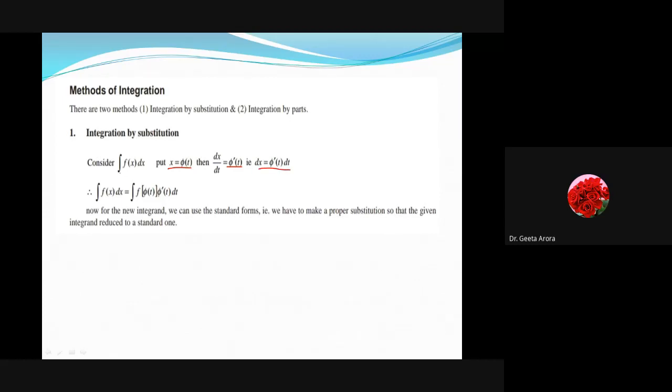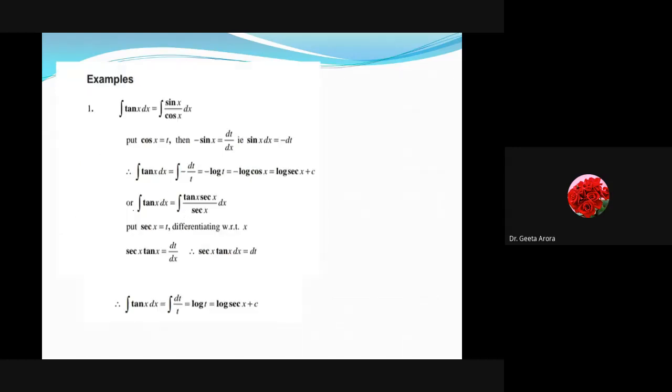It means the function f(x) dx can be written as f of phi(t) in place of x, and for dx we write phi dash t dt. Correct? Now whatever function form is coming, it might be solvable by some standard forms. In order to get clarity, let's see an example, and see how we are doing it.